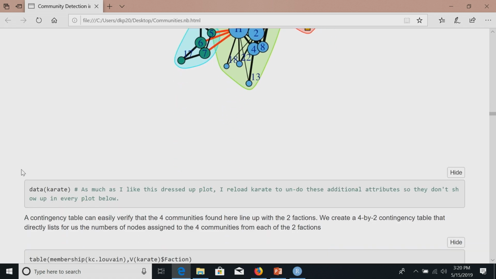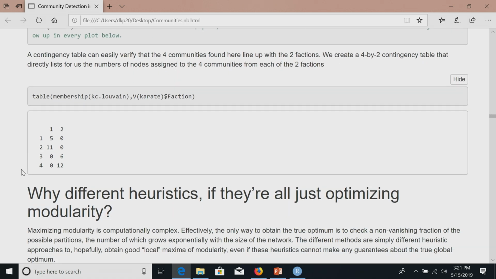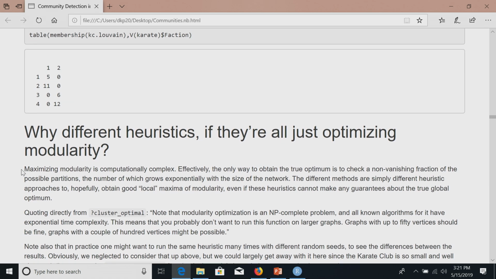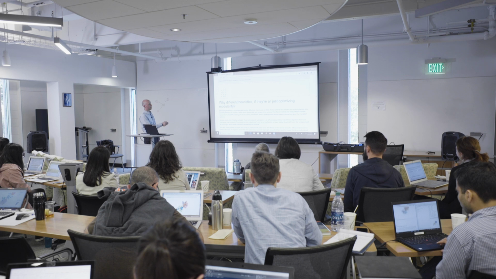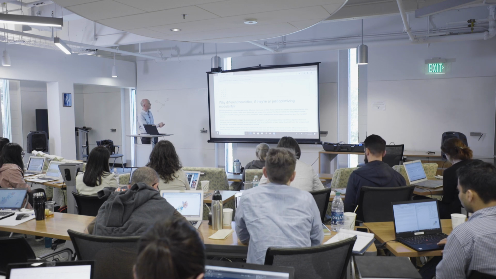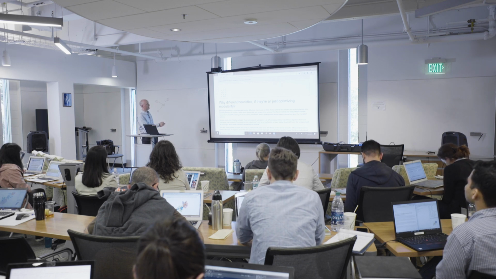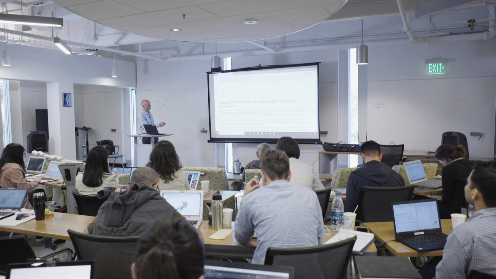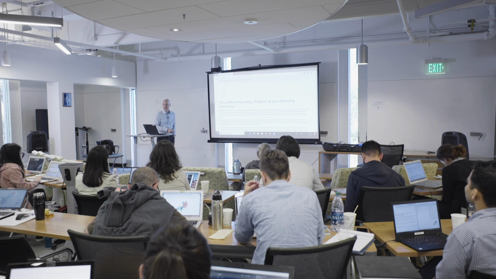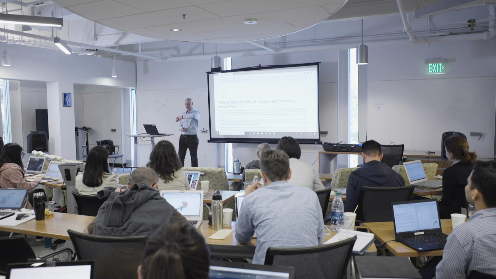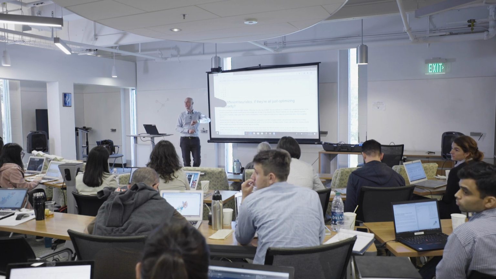All right, and as much as I liked that, I'm now going to get rid of that. So here is when you can just compare the tables directly against each other. What are the memberships in Louvain versus what are the factions that were in the data? And so you can see communities 1 and 2 in Louvain are the first faction, communities 3 and 4 are the second faction. All right, how much more time do I get, Jim?